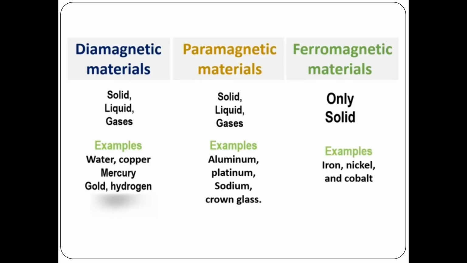The examples of diamagnetic materials are solids, liquids, gases, and the examples are water, copper, mercury, gold, and hydrogen, etc. The examples of paramagnetic materials are aluminum, platinum, sodium, and ground glass. The examples of ferromagnetic materials are iron, nickel, and cobalt.